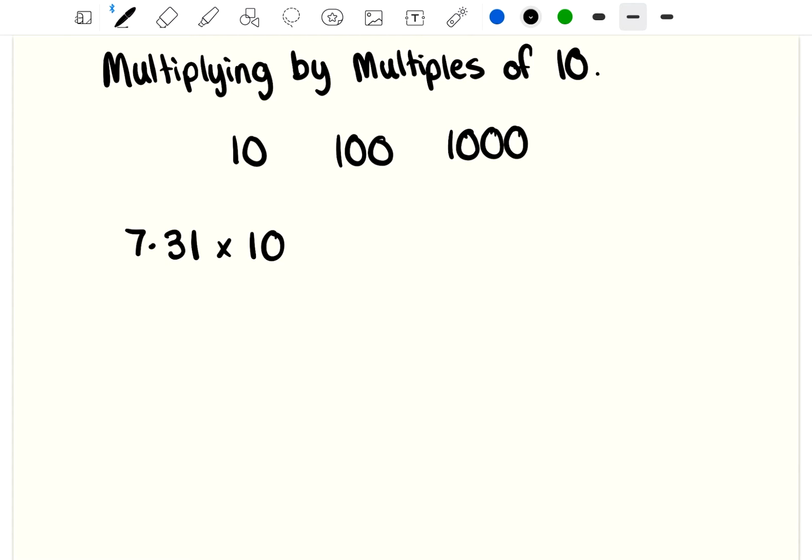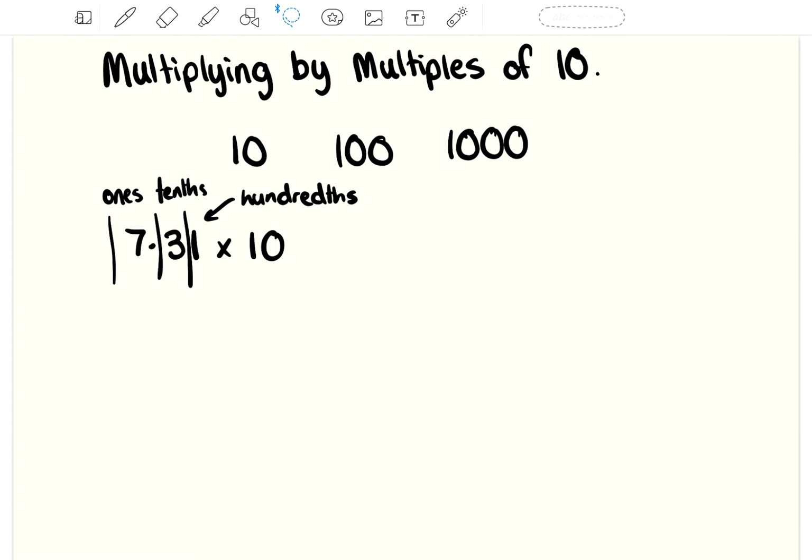So if we imagine that there's a place value chart here, let's pretend that this is our ones, this is our tenths, and then over here, this is our hundredths. We know that if we move a digit to the right one, so if I take this 7 and move it over here, then I'm just multiplying by 10. So if I want to multiply by 10, all I need to do is just move all my digits to the left one. And that's the same thing as multiplying by 10. The number's getting larger by a factor of 10.